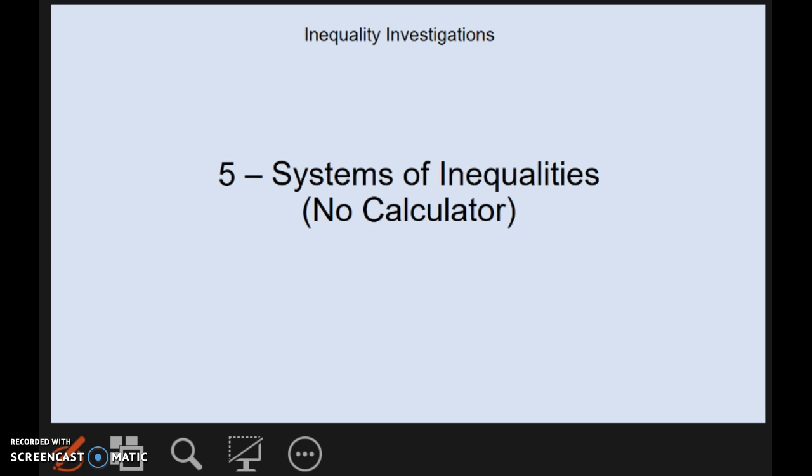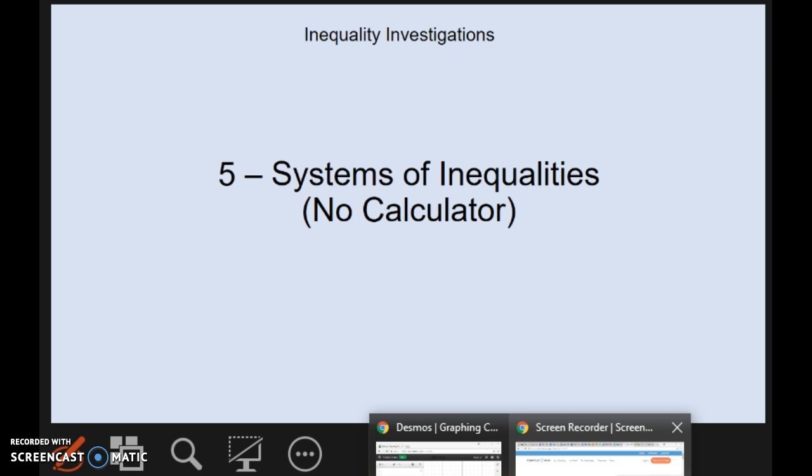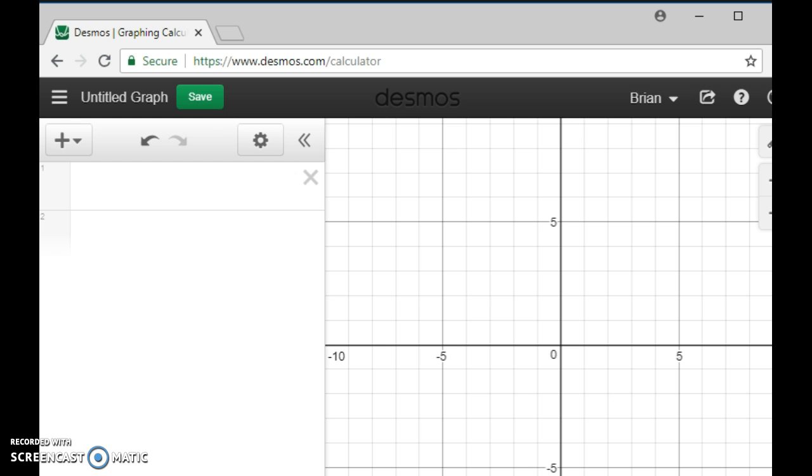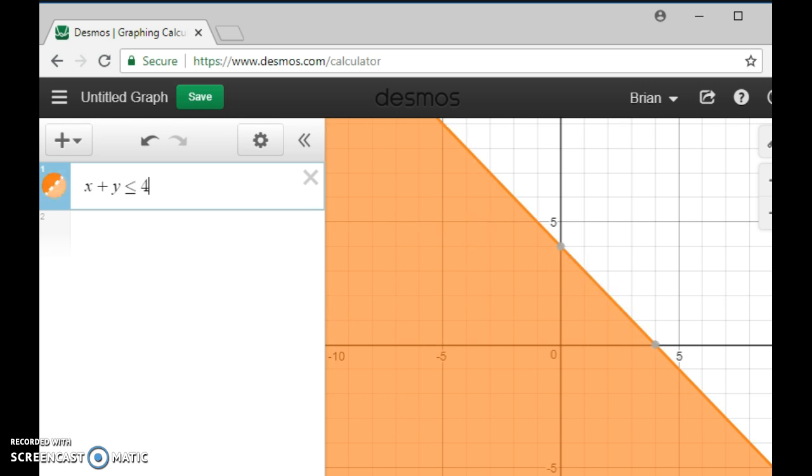where we're just going to take a few inequalities and graph them at the same time, so you can see how everything's going to look. So I might have something like x plus y less than or equal to 4. Sorry, I am having problems today typing. x plus y less than or equal to 4. So that will graph our first inequality.